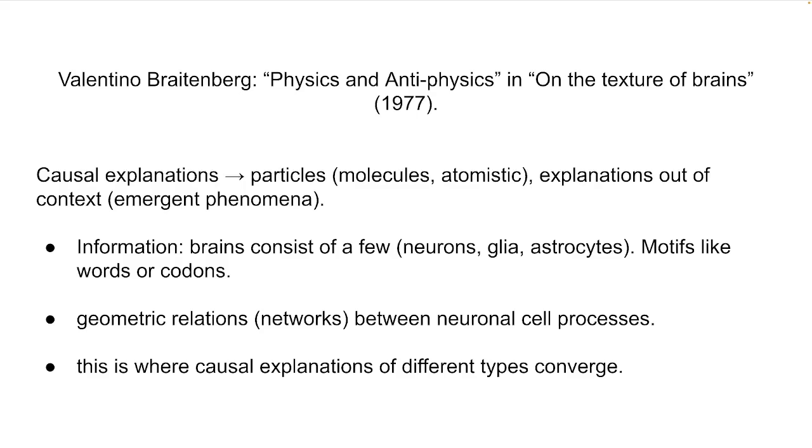He views causal explanations as sort of the difference between this reductionist view where we look at the level of particles. They could be molecules, they could be atoms, so you take a very atomistic view of causality. You're looking at the interactions between particles or the causal relationships between particles. As opposed to things where you have emergent phenomena where you have to describe things in their whole to get a proper representation of their causal context. And he calls these explanations out of context.